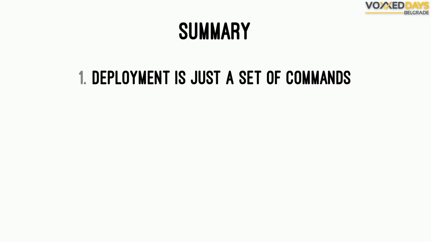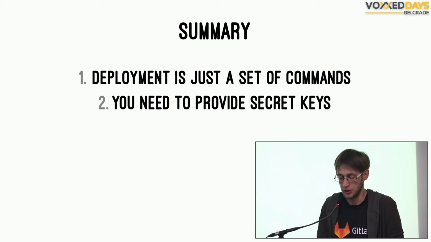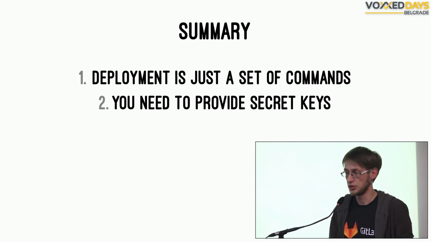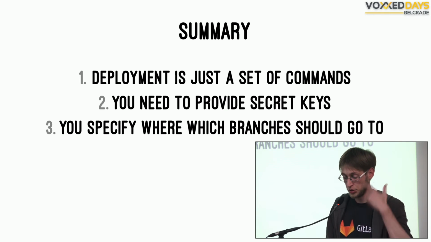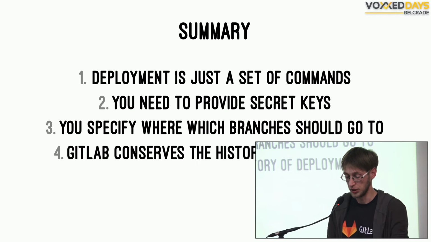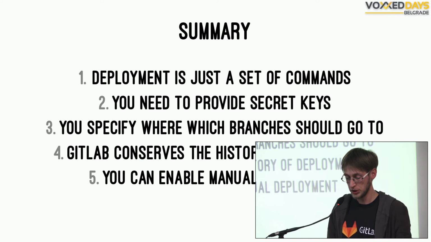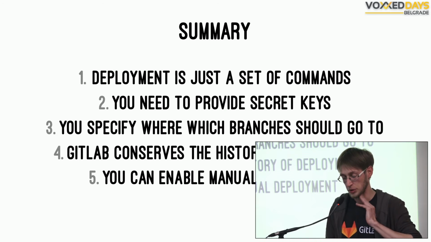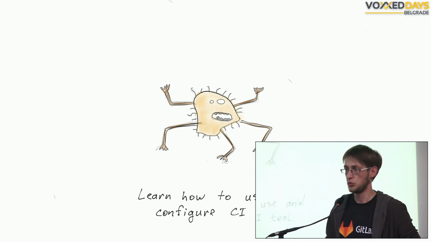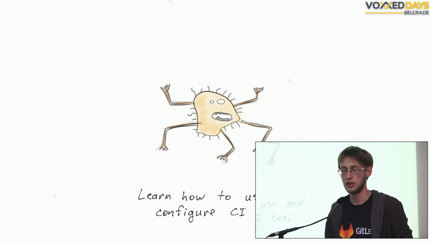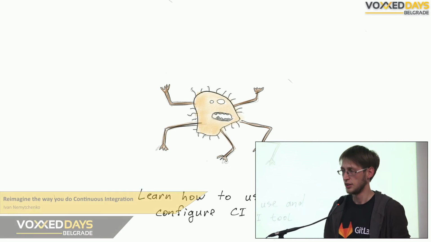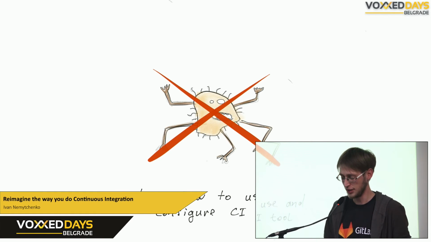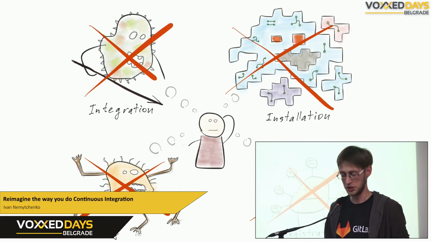So the summary. Deployment is actually just a set of commands, and usually you need to provide the secret keys and specify which branches should go where. If you use environments, GitLab conserves the history of deployments, and you can enable manual deployment. So I hope that with this short introduction to GitLab CI, you now understand how it works, and this fear is already beaten, and the situation now looks like this.